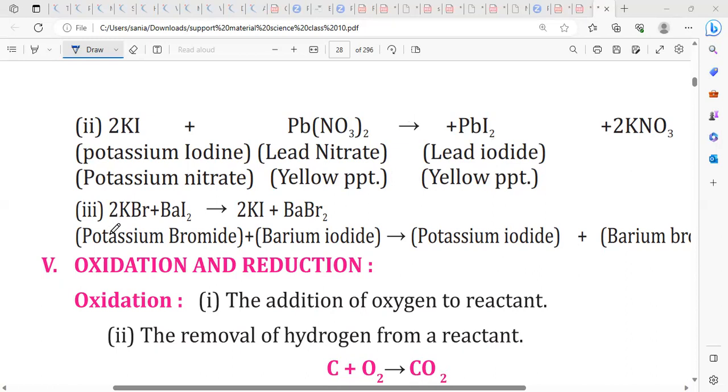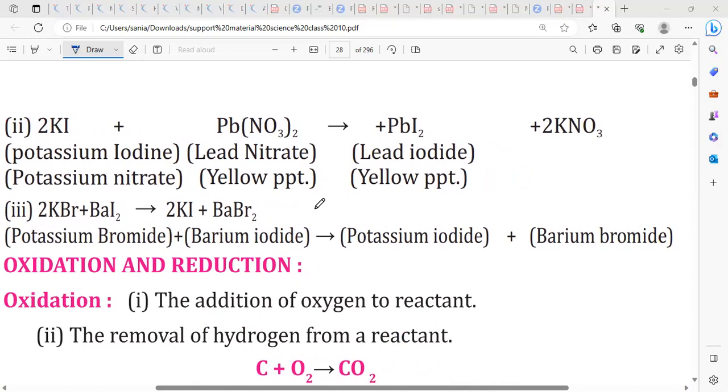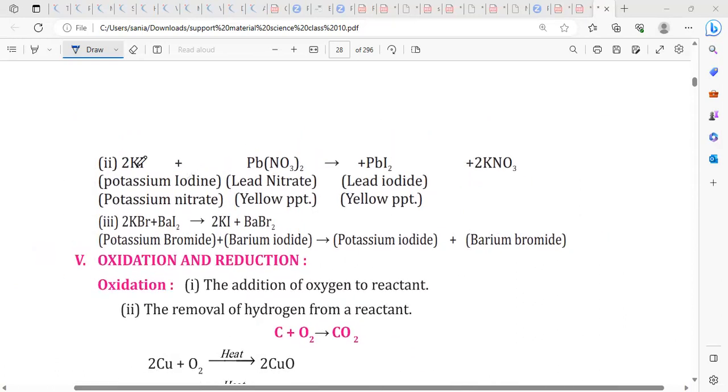And third is potassium bromide. So potassium bromide is KBr, and then barium iodide, which is Ba, barium, and I2, iodine. Then 2KI, which is potassium iodide, and barium bromide. Okay. Now, write it down.